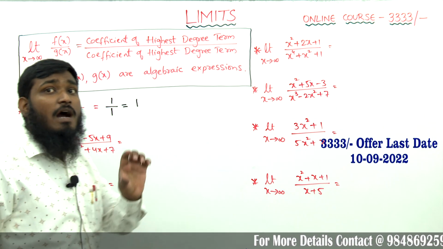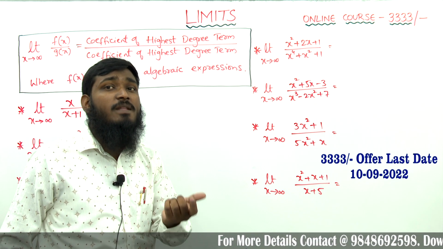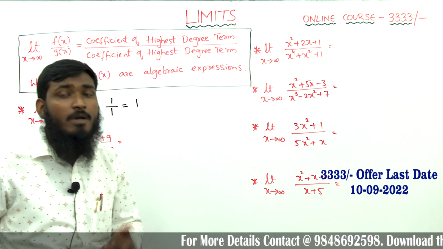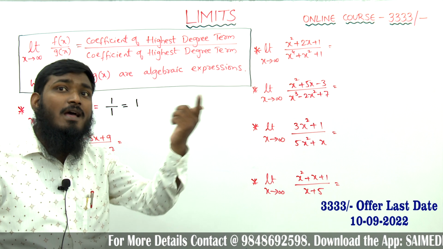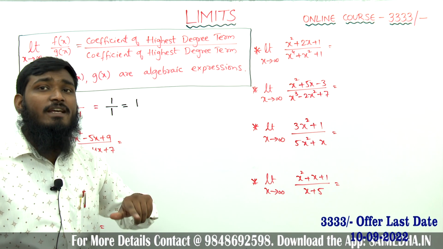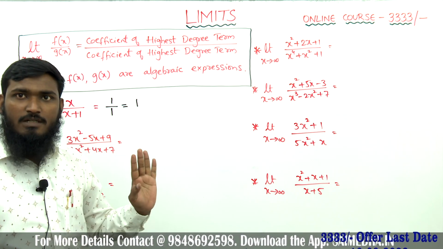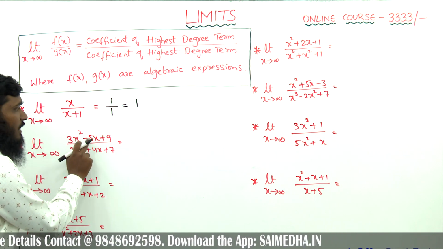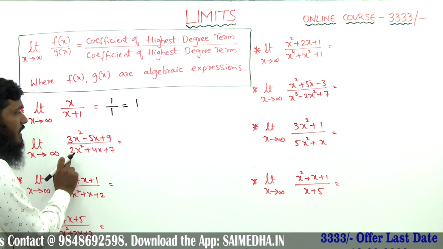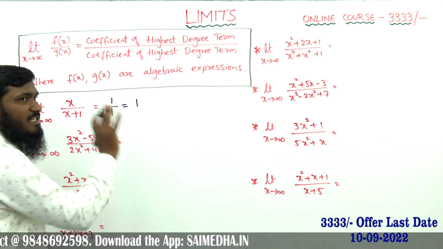That's it. After identifying the highest degree term, we select the coefficient of that highest degree term from the numerator and the coefficient of the same term in the denominator also. Is it clear? Now next part, limit x tends to infinity, 3x square minus 5x plus 9 divided by 2x square plus 4x plus 7 is given.